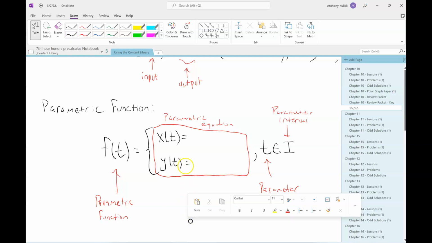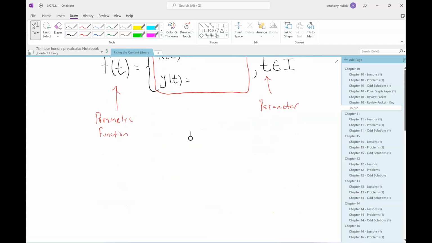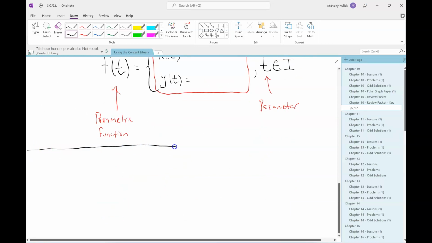So let's do a couple of examples here to get a feel for what's going on before we get too much more in depth.